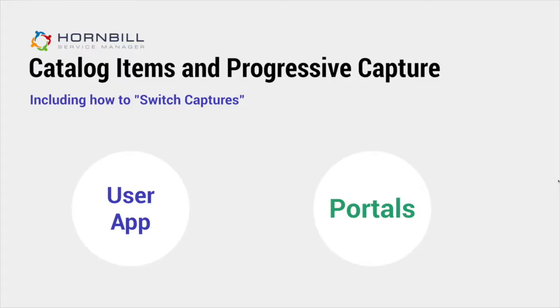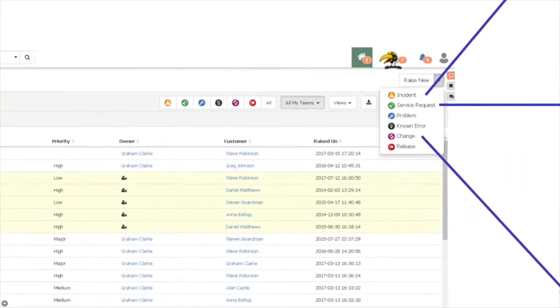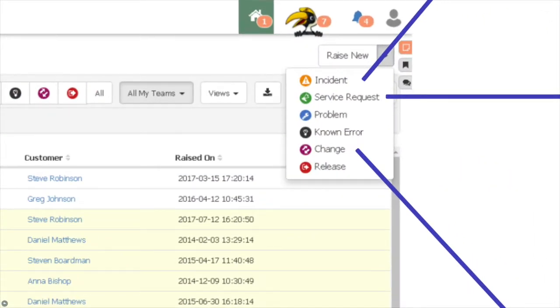Raising a request through Hornbill can either be performed in the user app by an analyst or via one of our portals by a customer. In the user app, you can raise a request from the different request types. And here, each of these types has a default progressive capture, i.e. a series of questions that will be asked.